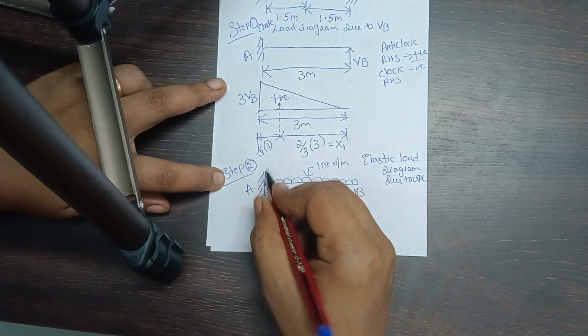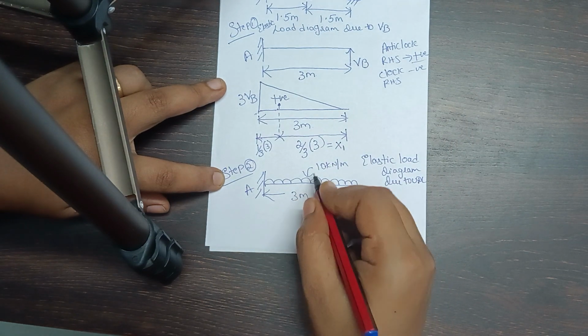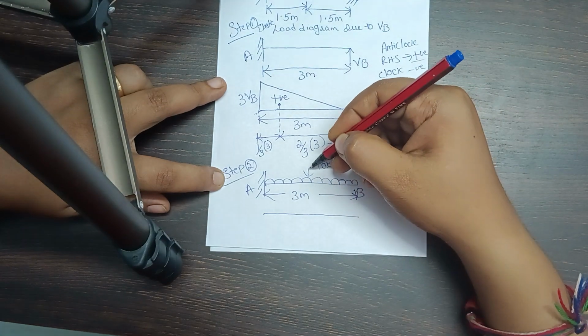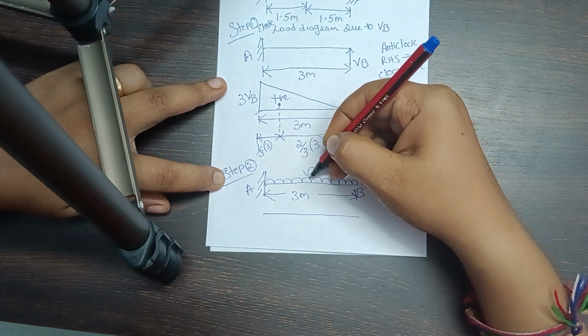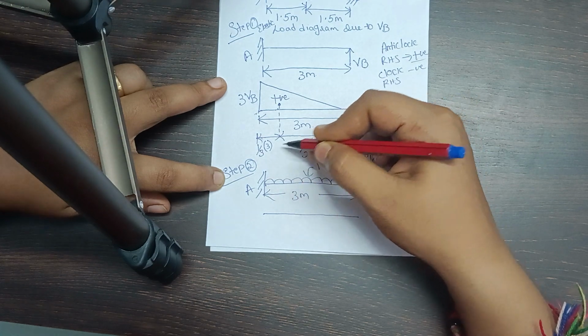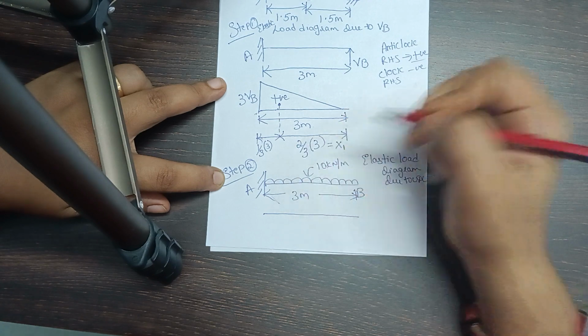So because it is throughout, it is distributed. So 10 into 3 into 3 by 2. It is acting along the downward direction. Go along the downward direction and touch the point A. It is clockwise. Go along this 10, touch the point A. It is clockwise.